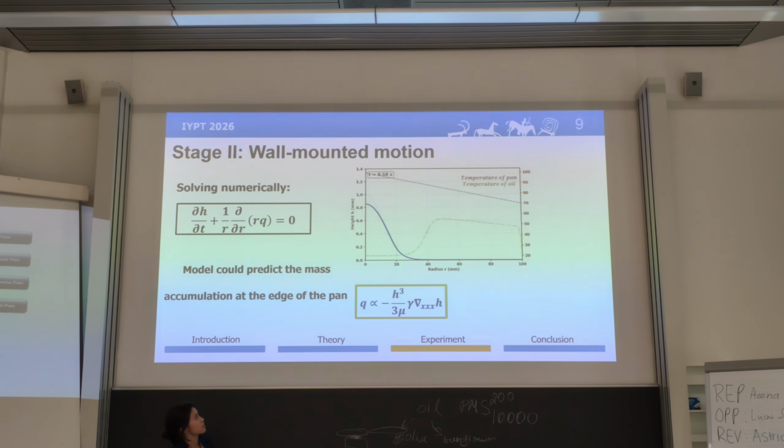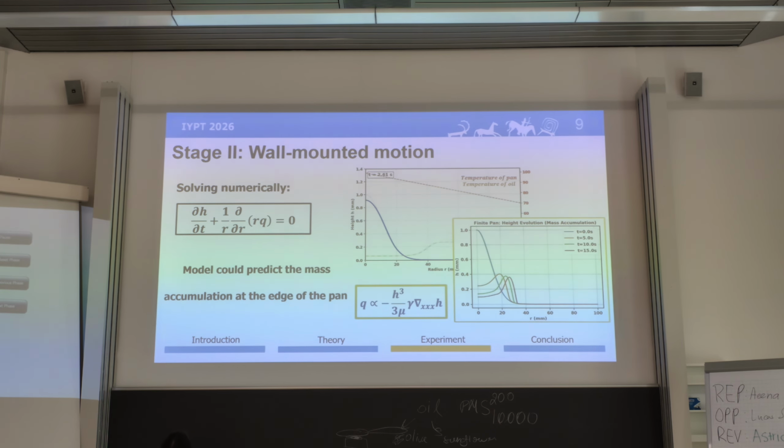Wall-mounted motion predicts how the temperature of the pan and the temperature of the oil relate to each other. Here we can see the difference between the radius and the height. The height is, right, you can see.